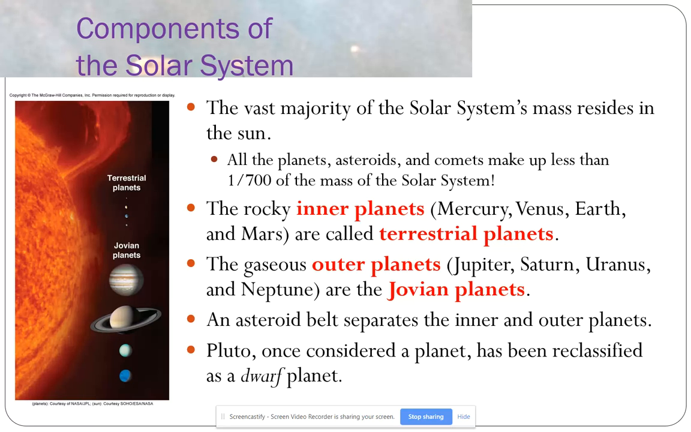Asteroids. Asteroids are little rocks. And I say little. There is one exception. The vast preponderance of the mass in the asteroid belt is in one asteroid, Ceres. Ceres is, I think it's like 80% of all of the asteroid mass is in Ceres.